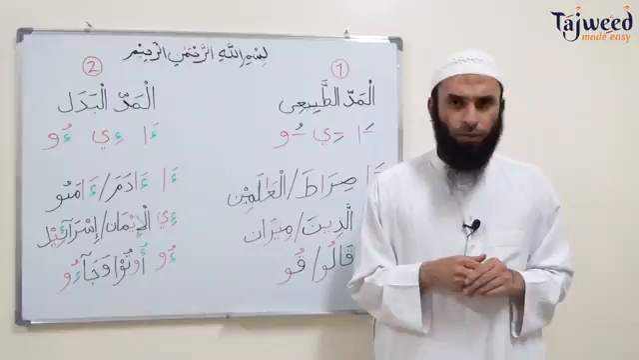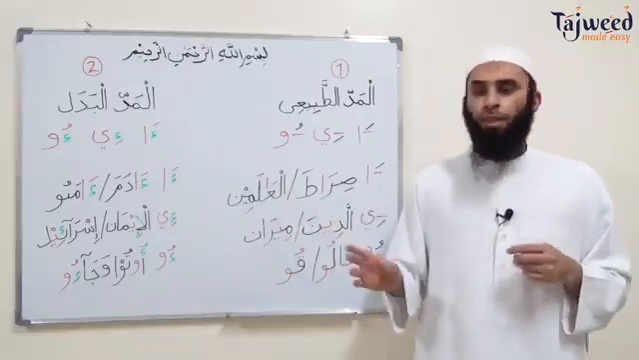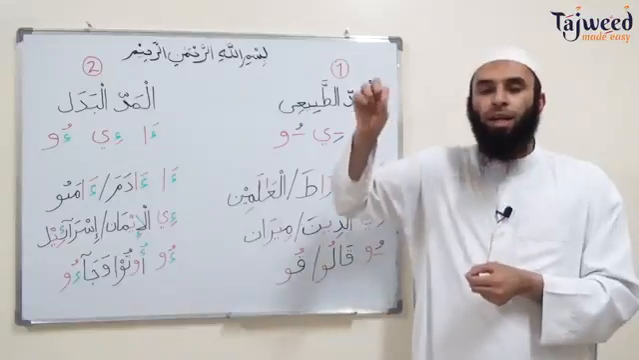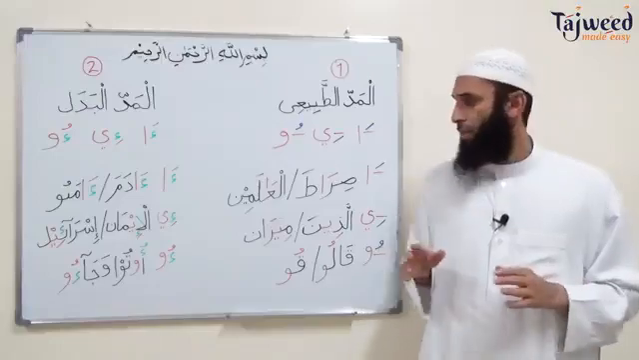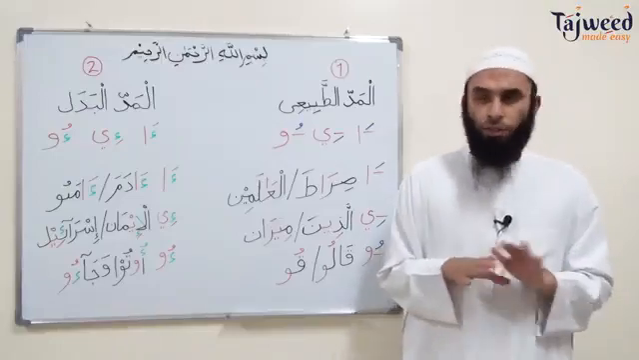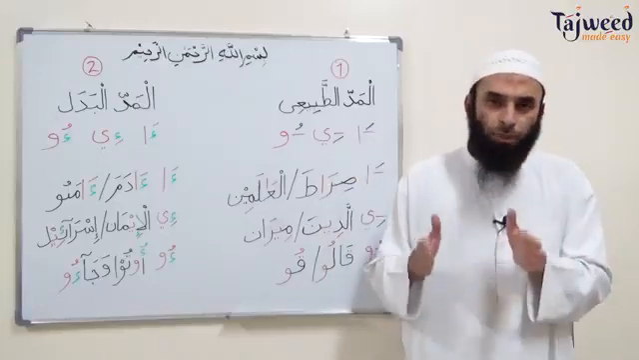Can we do more than 2 counts? Can we say sirata al-ladhina an'amta, or rabbil alamin, rabbil alamin? Can we do that? No, we cannot do that. You will not find any chains of narration to the Prophet Muhammad ﷺ that he did more than 2 counts. Okay, it should only be 2 counts.